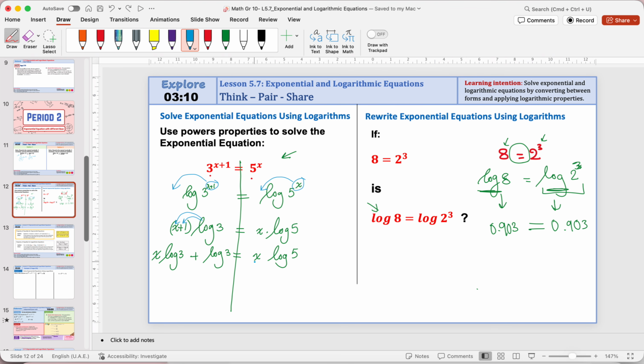Just take this variable term to the left side. It's going to be negative x log 5. And take this number term to the right side, like put the variables together and numbers together basically. If you take this number here, it was positive, it's going to be negative log 3. And this term did not change, we're still having it on the left side. So it's going to stay as it is, x log 3.